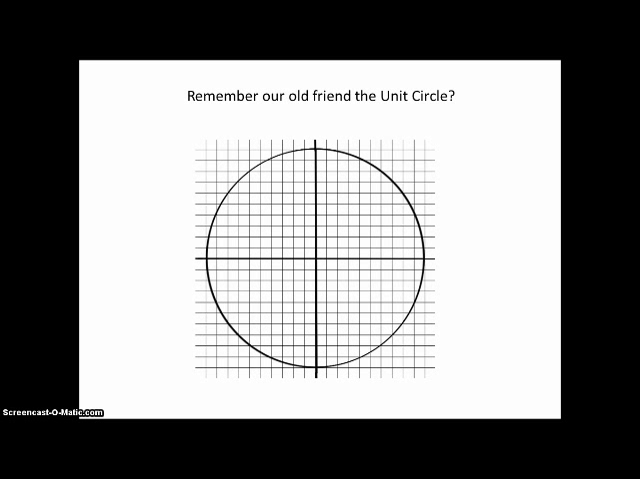Remember our old friend, the unit circle? Here's the unit circle with radius 1, which makes each block in this picture 1/10 of a unit. And we draw our angle, and the x-y coordinate on the unit circle was equivalent to the cosine of theta and the sine of theta respectively.